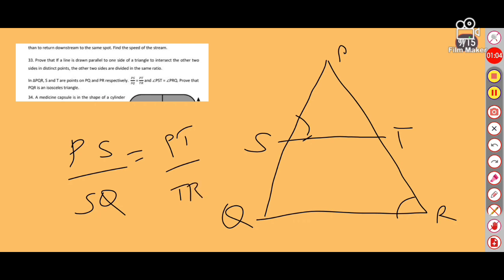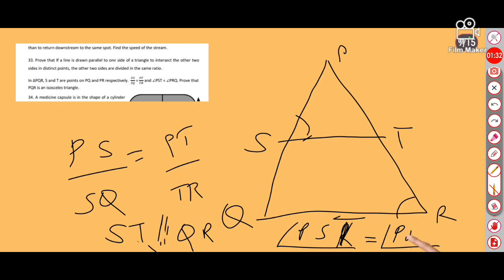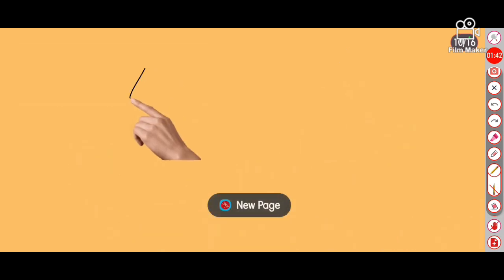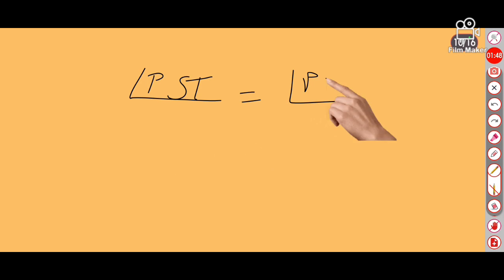So with this we can come to the conclusion that ST is parallel to QR. And they have given that angle PST is equal to angle PRQ, and as line ST and line QR are parallel, by the corresponding angles theorem, angle PST is equal to angle PQR.